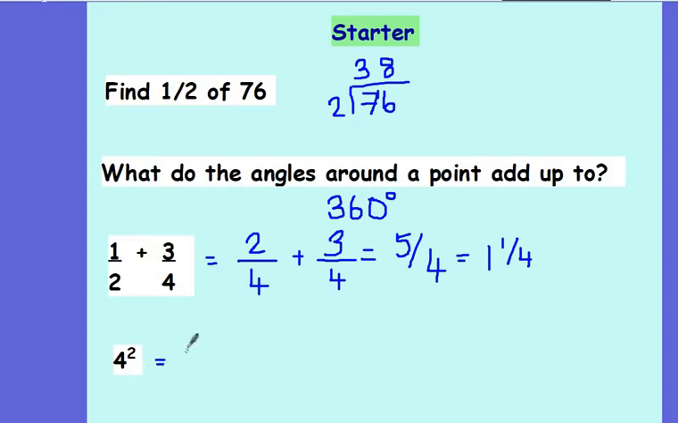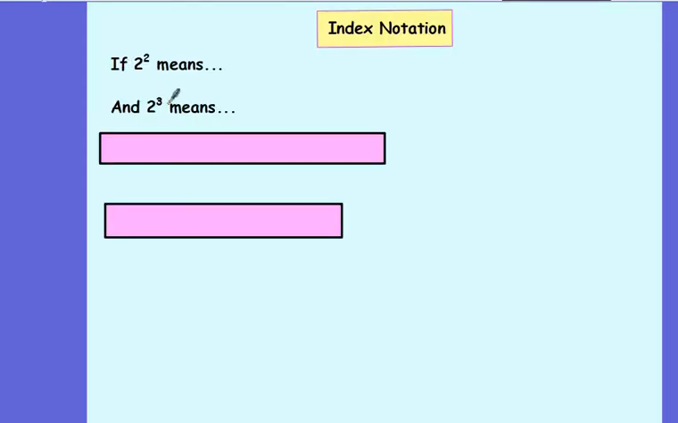Exactly, the little 2 means we need to do 4 multiplied by 4, which is what, Lilia? 16. Amazing. Right, let's head into today's lesson. So if 2 squared meant 2 times 2, which is 4. That was our square numbers. Then we looked at cube numbers. We said 2 cubed meant 2 times 2 times 2, which gave us 8.